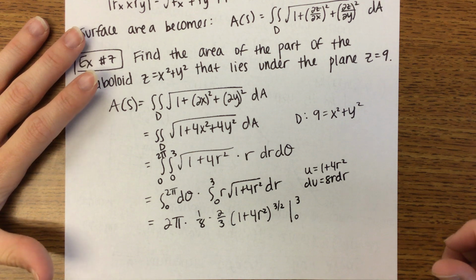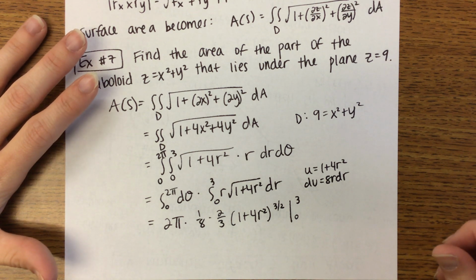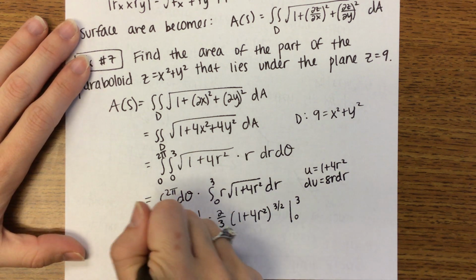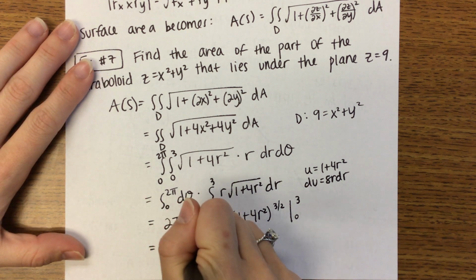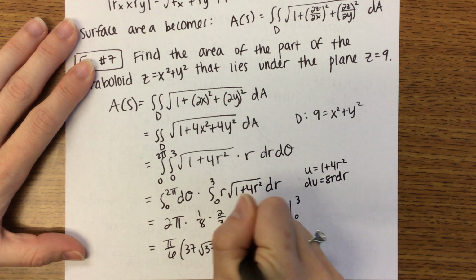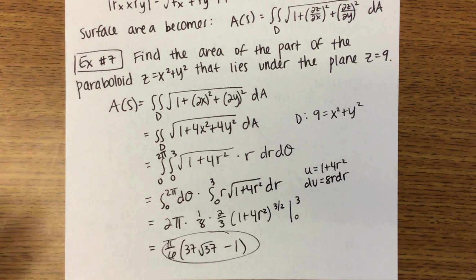Are you okay if I just tell you what the final result ends up being once you plug everything in? Okay. It ends up being pi over 6 times the quantity 37 root 37 minus 1. Questions on surface area or parametric surfaces?